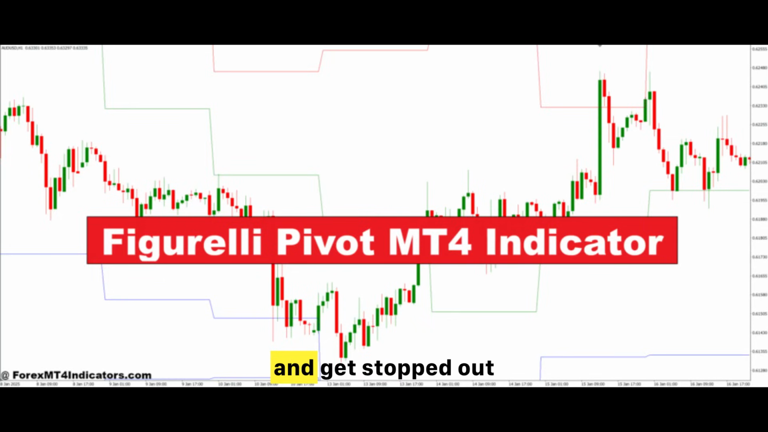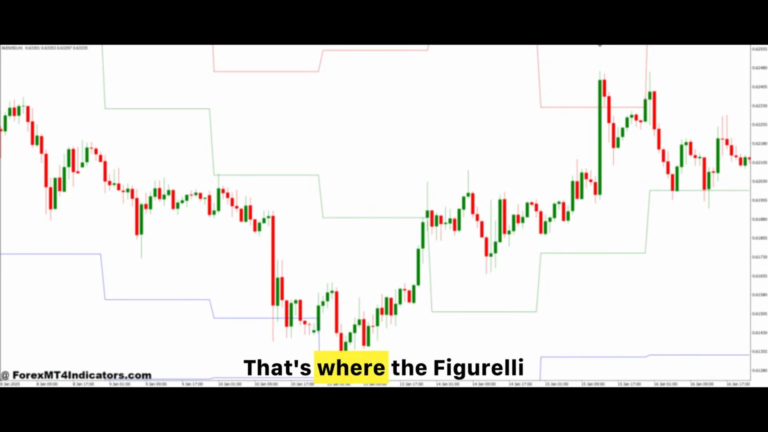Ever enter a trade and get stopped out right before price reverses in your favor? The problem isn't your instincts. It's not knowing where the real support and resistance actually are. That's where the Figurelli Pivot Indicator comes in.